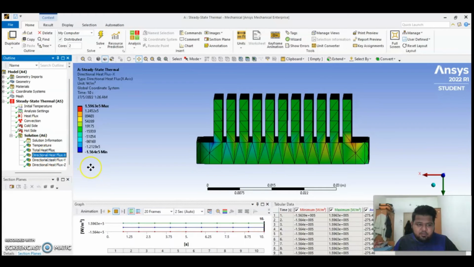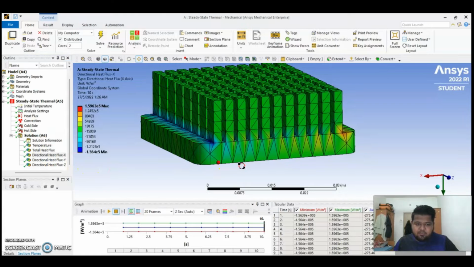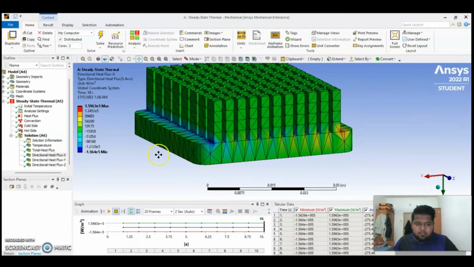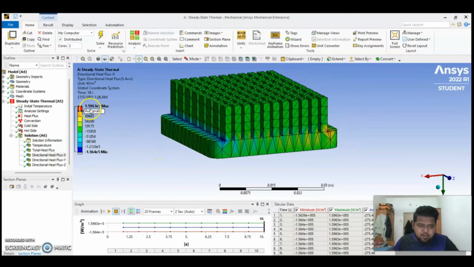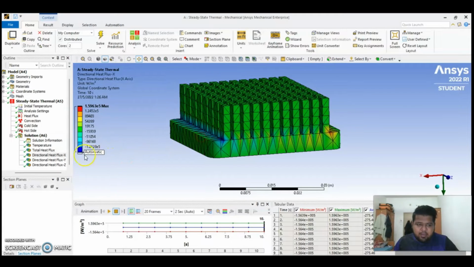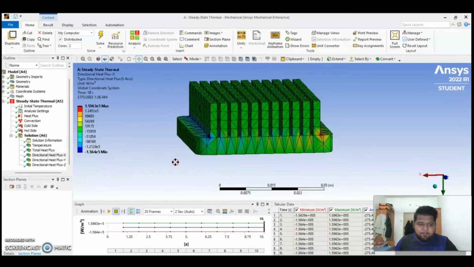Okay, next we are also able to see the directional heat flux for the X, which is at 1.5963 at the max, and also negative 564 times 10 to the power of 5 at the minimum.